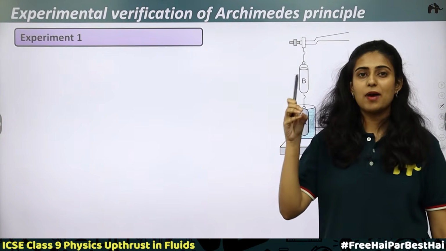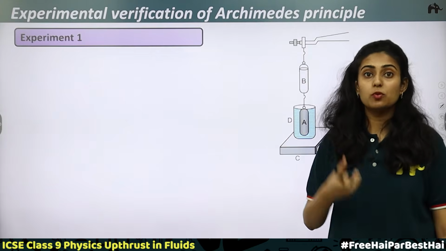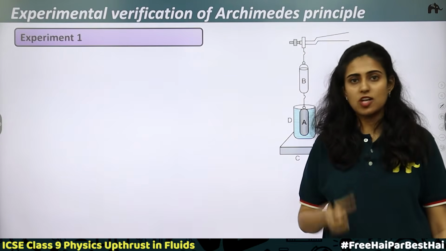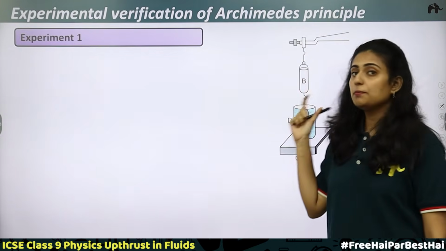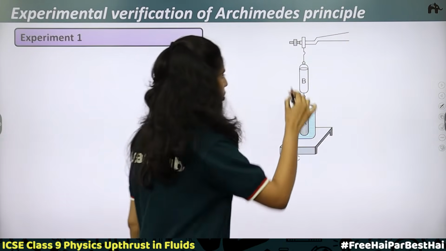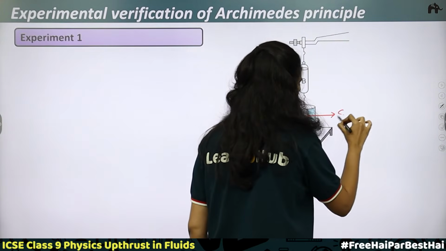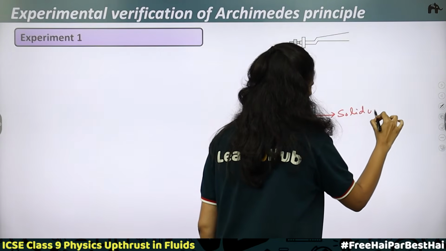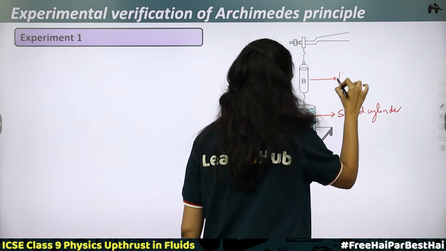With just a bathtub and Archimedes stepping into it, we cannot prove it, or there is no experimental evidence for Archimedes Principle. So he performed two experiments as proof of Archimedes Principle. The first experiment is, here you can see two cylinders were taken. The first cylinder, this is a solid cylinder A, and the second cylinder B is a hollow cylinder.